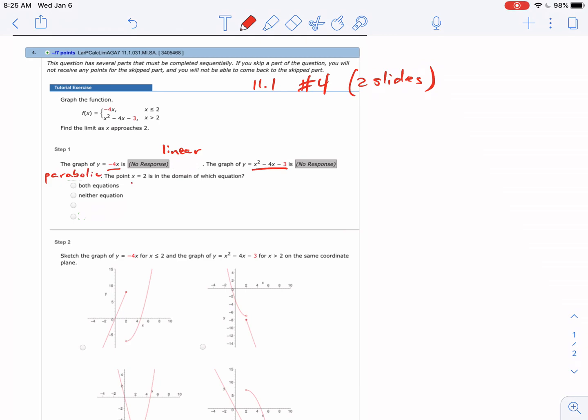And then, x equals 2 belongs to which domain? Is it both equations, neither, whatever? So what you're going to do is go back to the domains here and see where it says equal to. It's less than or equal to. So for my problem, we're going to use the negative 4x. Y equals negative 4x will be mine. 2 belongs to that domain.